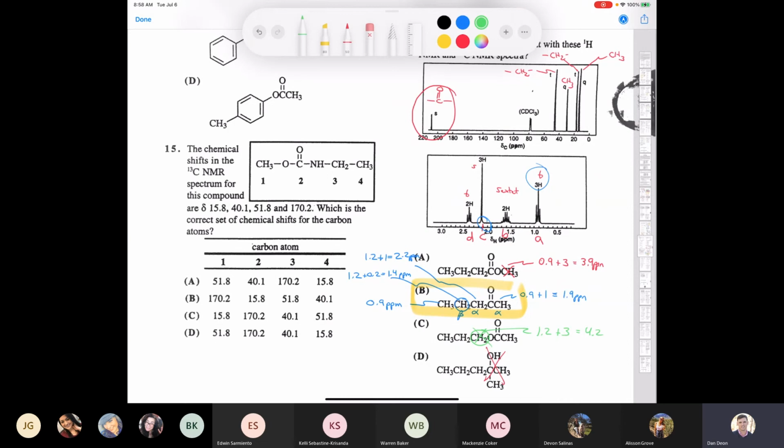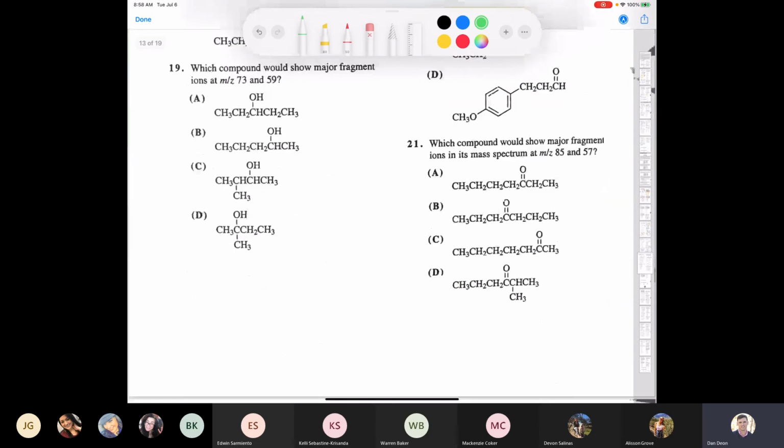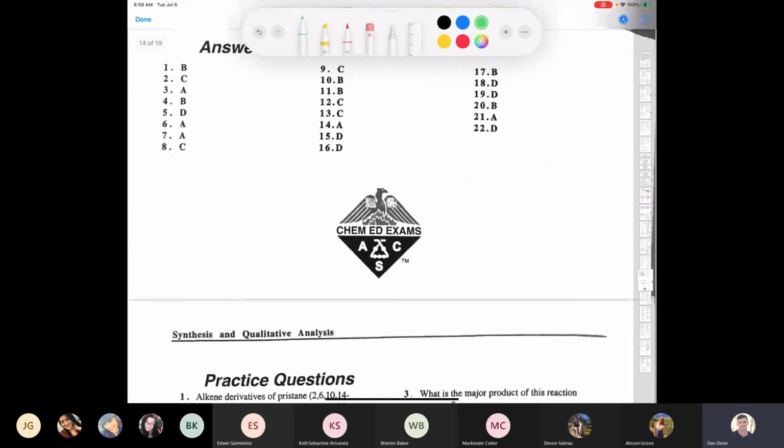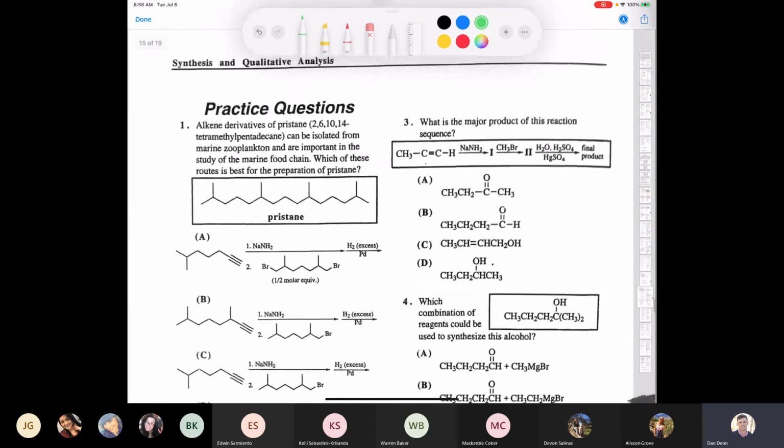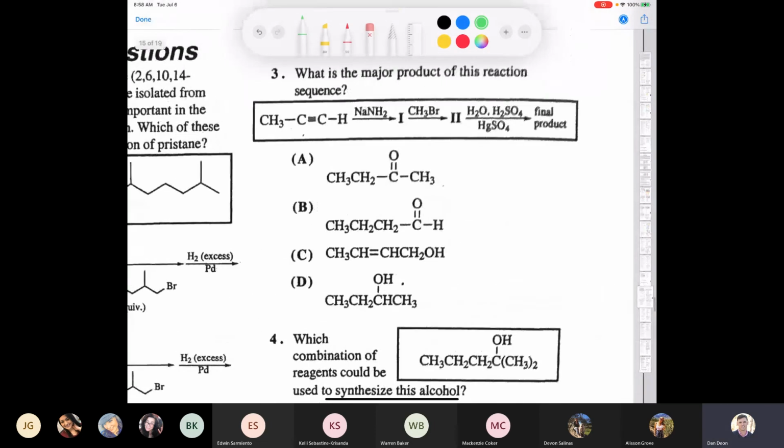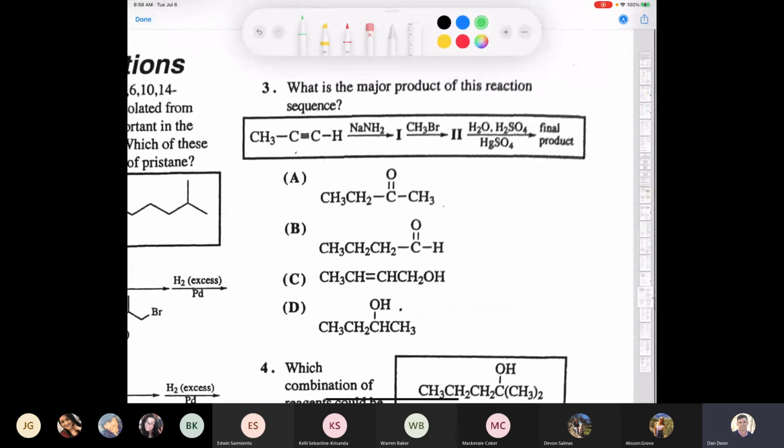All right, let's skip ahead and take a look at some synthesis, something that's really fresh in our mind. Synthesis problems. Which one did I want to look at? It was question number 3. Okay. All right, question number 3. This is a question I would expect my students to nail. Okay, it says, what is the major product of this reaction sequence?